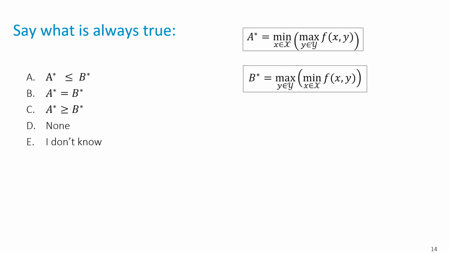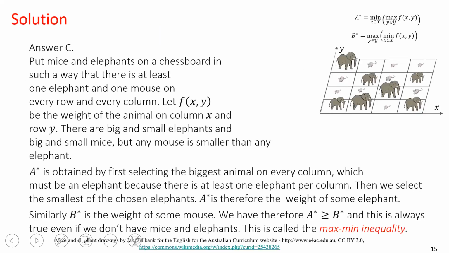I close the poll in a few seconds. Closing. And the majority says B. It's the same, but it is not. So that is the bad news. Min and max are not good friends. You cannot simply change the order.